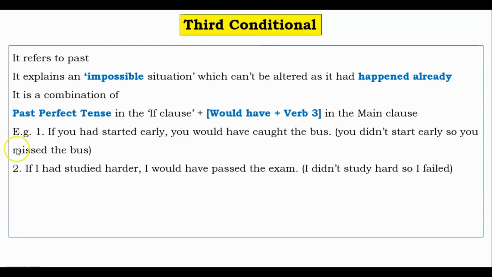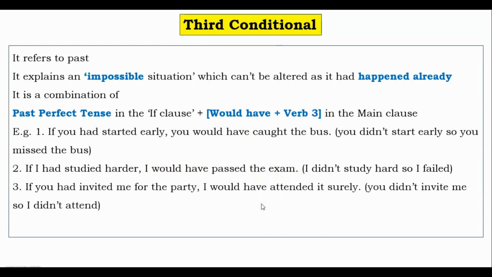If I had studied harder, I would have passed the exam. I did not study hard, so I failed. So my failing is already done. Okay, I can't redo it. If I had studied harder, had studied, past perfect tense, would have plus past V3. Okay, I would have passed the exam.